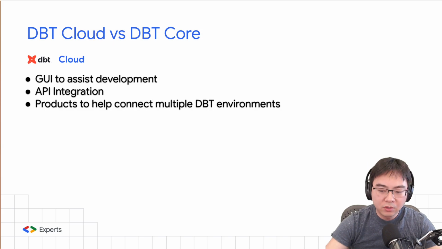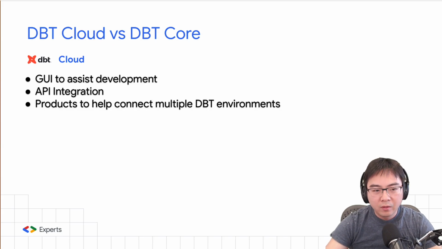Okay, let's talk about DBT Cloud first. The thing in DBT Cloud that attracts most of my attention, and actually really helps a large group of teams that I see to speed up their everyday development, is the GUI, right? It's the browser-based graphical user interface that offers assisted development, just like an IDE you use on your local machine, but all in the browser.